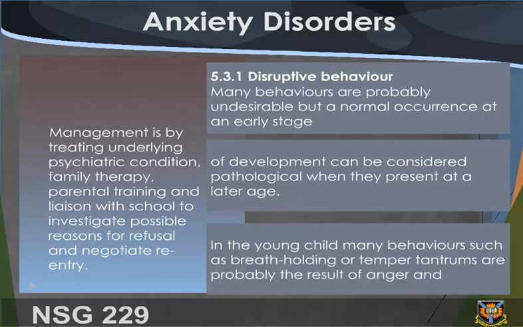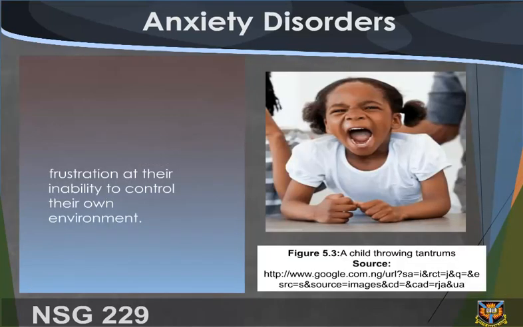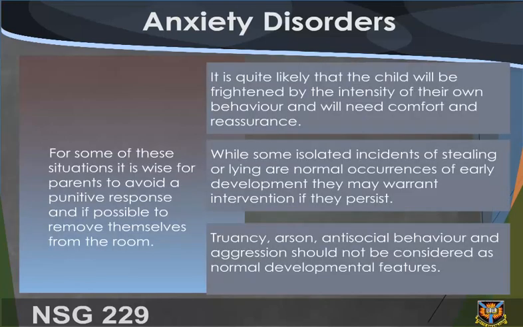5.3.1 Disruptive behavior. Many behaviors are probably undesirable, but a normal occurrence at an early stage of development can be considered pathological when they present at a later age. In the young child, many behaviors such as breath holding or temper tantrums are probably the result of anger and frustration at their inability to control their own environment. For some of these situations, it is wise for parents to avoid a punitive response and, if possible, to remove themselves from the room. It is quite likely that the child will be frightened by the intensity of their own behavior and will need comfort and reassurance.